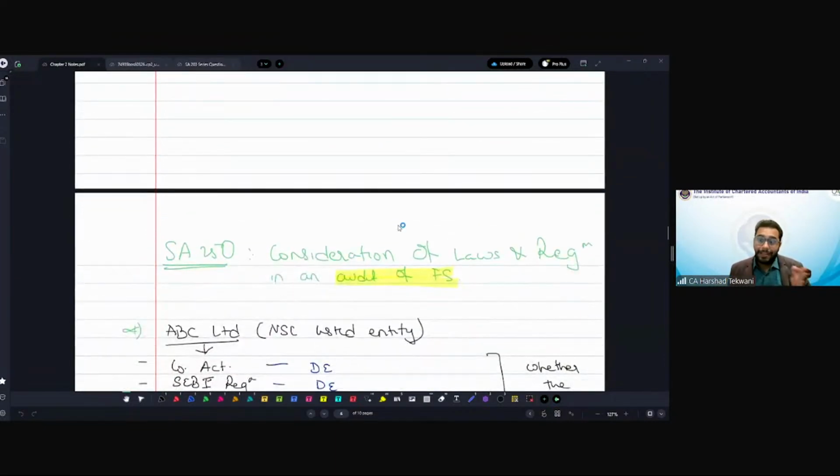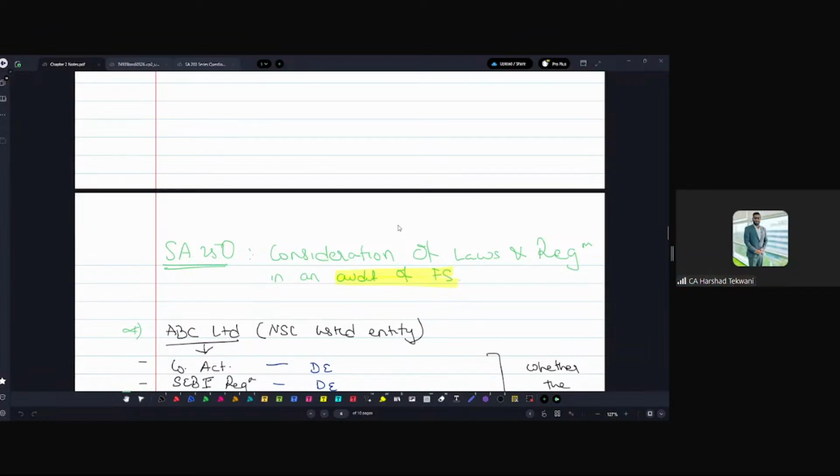Then we came to SA 250, considerations of laws and regulations, required to look into.